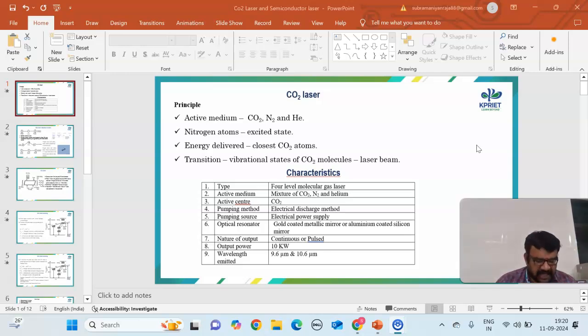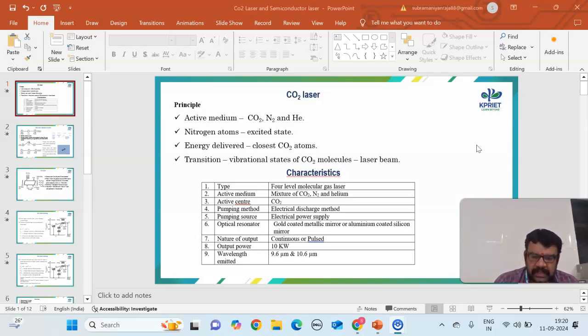The characteristics are given here. The type is a 4-level molecular gas laser. The active medium, as we already discussed, is a mixture of carbon dioxide, nitrogen, and helium gases. The active center is carbon dioxide. We use the electrical discharge method for pumping, and an electrical power supply is the pumping source. Here, the optical resonator is made up of gold-coated metallic mirror or aluminum-coated silicon mirror.